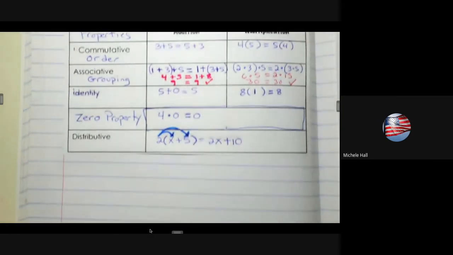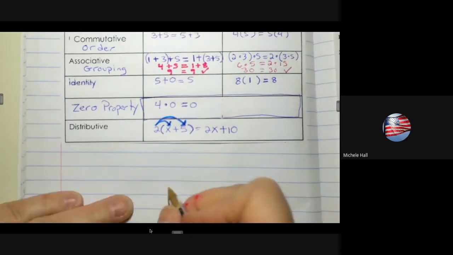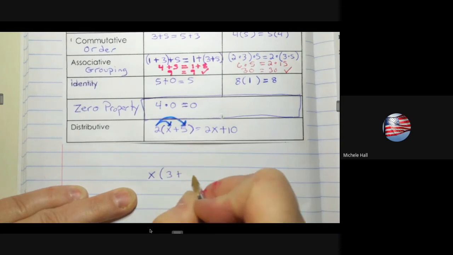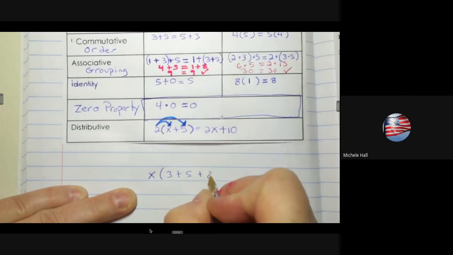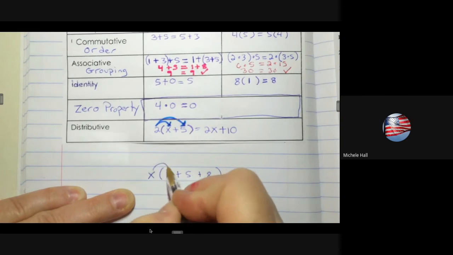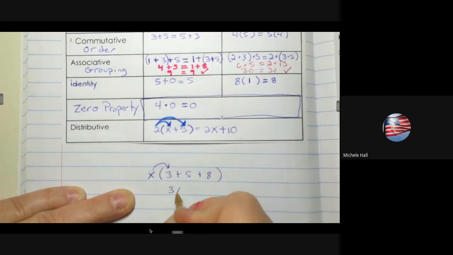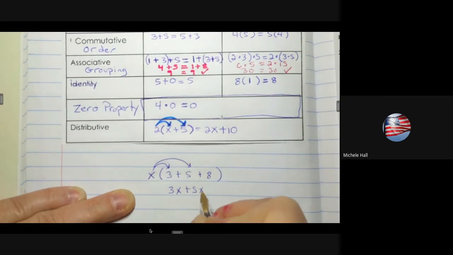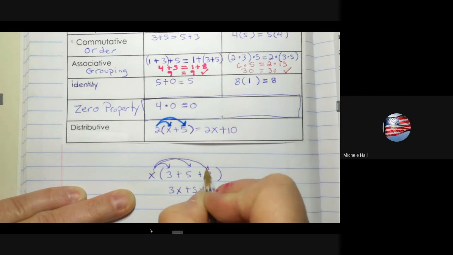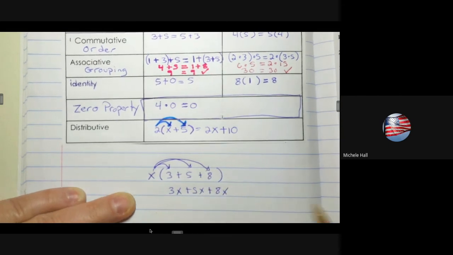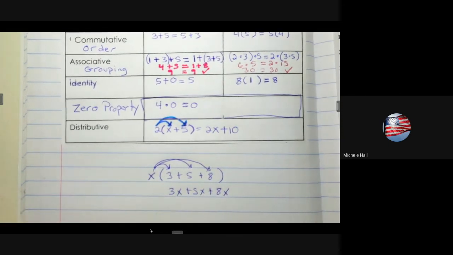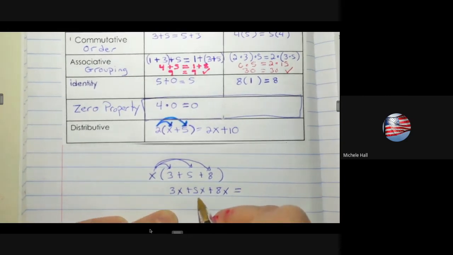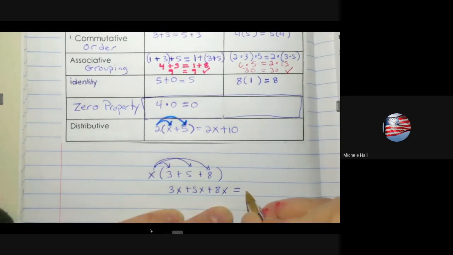For example, we could have x times, in parentheses, 3 plus 5 plus 8. X times 3 equals 3x. X times 5 equals 5x. And x times 8 equals 8x. Can I add x's with x's? Yes, I can. I could add all these together. 3x plus 5x is 8x, and 8x plus 8x is 16x.